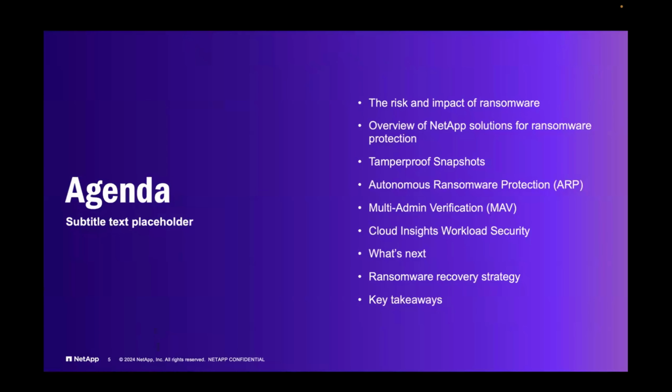Right. This is a quick look at the agenda. We'll briefly cover some of the consequences of ransomware attacks, and then an overview of our solutions, calling out some of the features that we will cover today, which are tamper-proof snapshots, ARP, MAV, Cloud Insights workload security, or so I should say now after the rebrand, it's DII, Data Infrastructure Insights workload security. It's quite a mouthful. I'm still getting used to that, right? And then of course, what's next and recovery strategy, right?